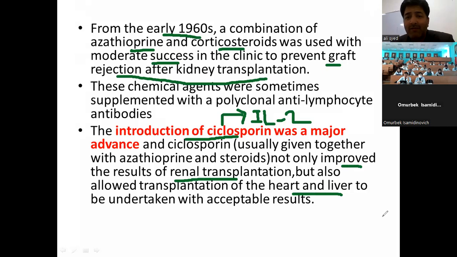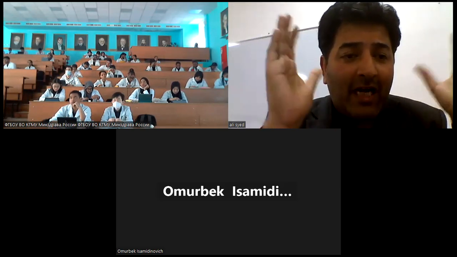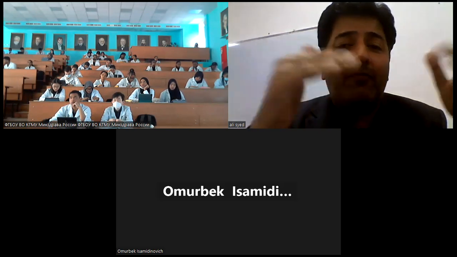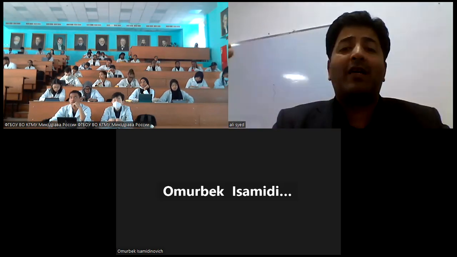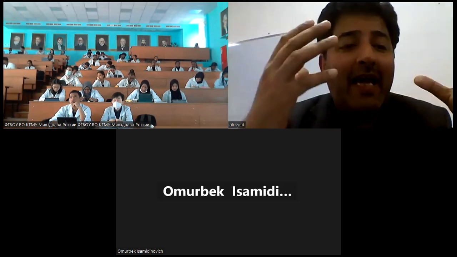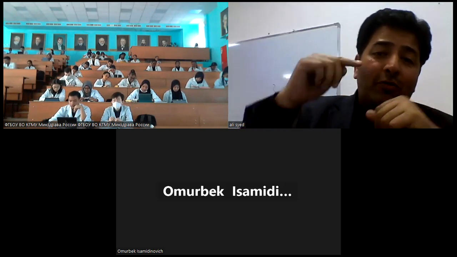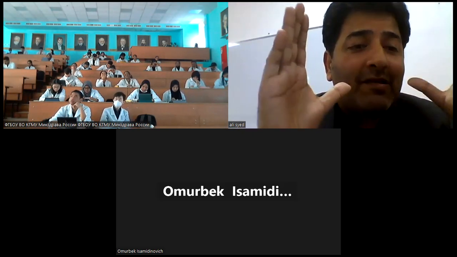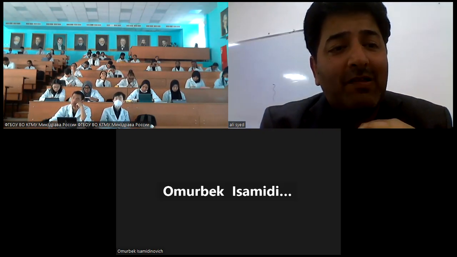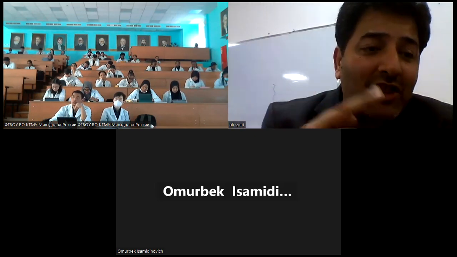Now what you must remember: listen once again, Joseph Murray did the transplant in identical twins and that was successful. After that, doctors tried to perform transplantation in different individuals. But when they tried, what happened? There was an immune reaction that resulted in graft rejection, right? So to prevent that graft rejection, the doctors started developing what? Immunosuppressive agents. What will they do? They will suppress the immune system and prevent graft rejection in the patient.